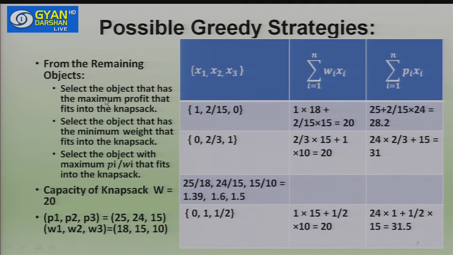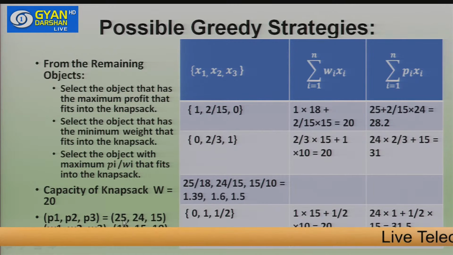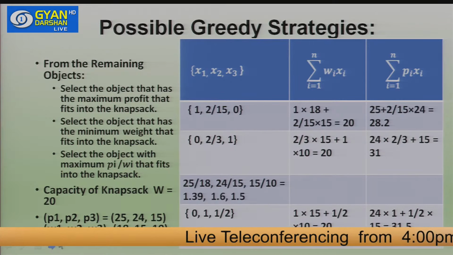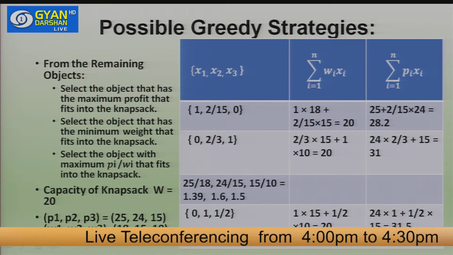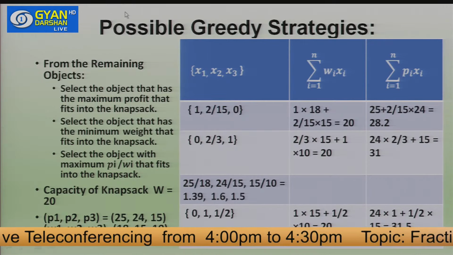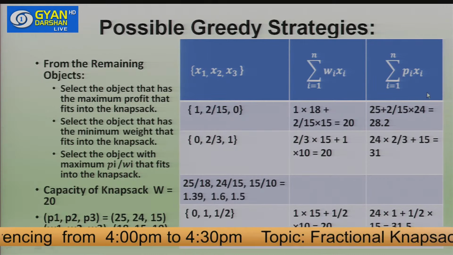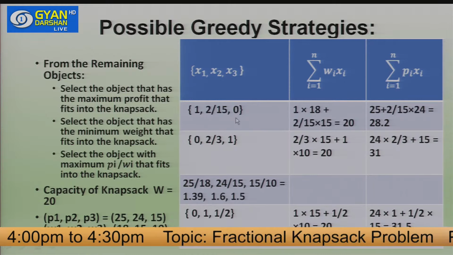Why are we selecting it? This is the approach we are following. We are taking the maximum profit, and the maximum profit belongs to P1, or object 1. And what is the weight of that object 1? It is 18 kg. So what are we left with? Only 2 kgs.